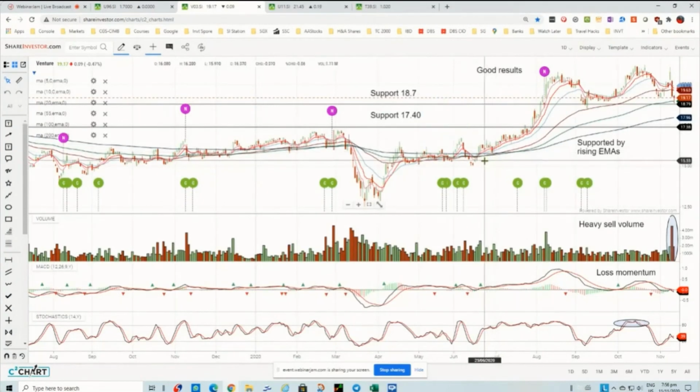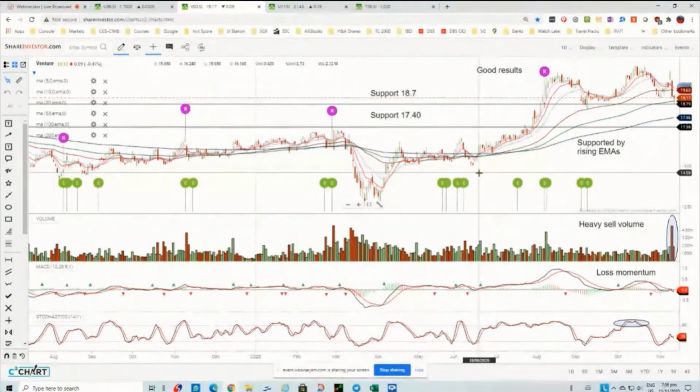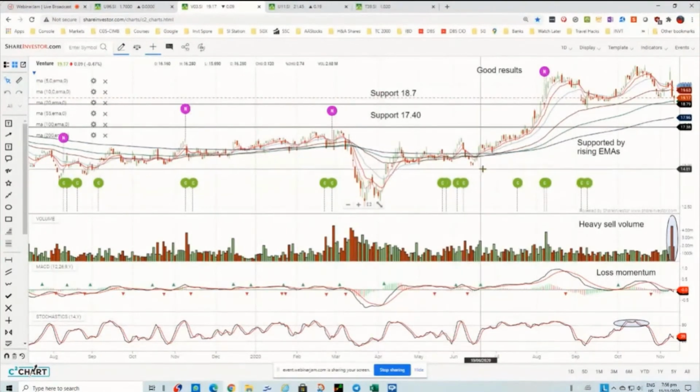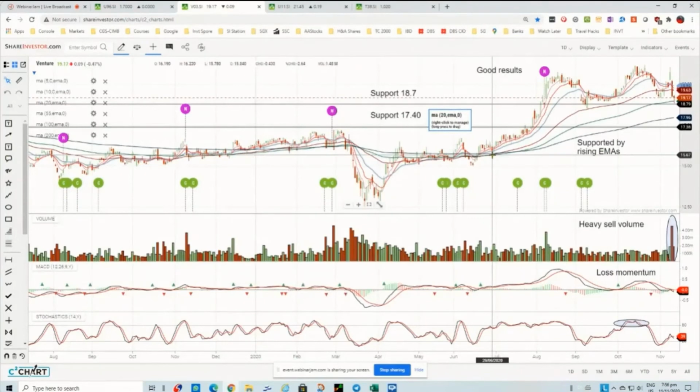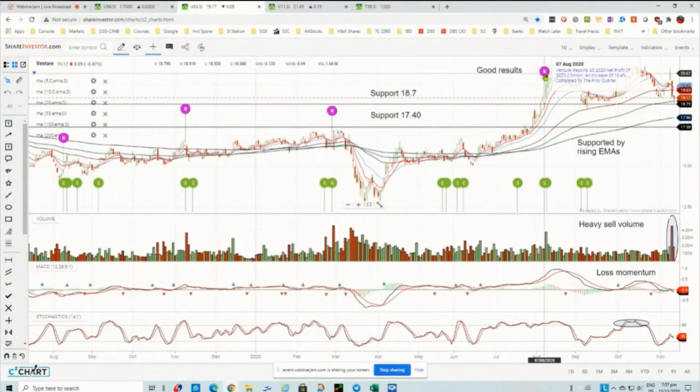This is a typical behavior which I shared during the first webinar, whereby I taught the participants that you actually can use such event-driven news flow to help you get an edge in the market by positioning ahead of such good results. Now, how would we know whether Venture will be reporting good results?